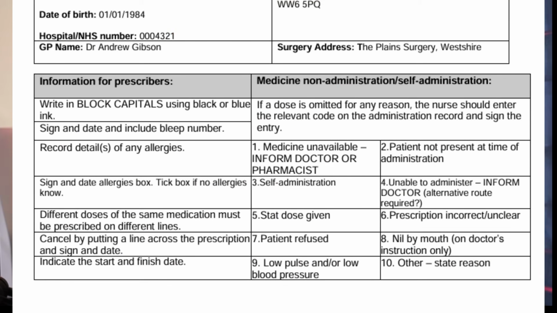Code number 4, unable to administer, inform the doctor, alternative route required. Now in mental health, there are some specific medications that we cannot give as mental health nurses. For example, mental health nurses do not give IV medication. So if the medication comes as an IV medication, you cannot give it. But in an exam situation, you are not likely to be given an IV medication. It is always a tablet, a capsule, or something that the patient is going to take by mouth. So you are unlikely to use code number 4, which is medication unable to administer, alternative route required.